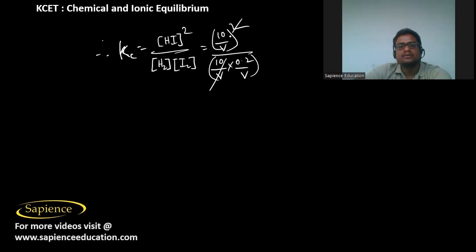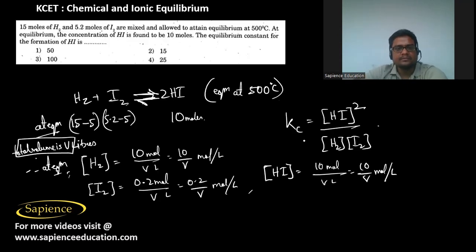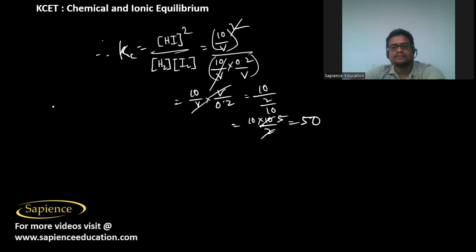So 10 by V will cancel. So this is 10 by V into V by 0.2. So this V will cancel out. So 10 by 2 by 10. So this is 10 into 10 by 2. So 2 5s are 10. So this is equal to 50. So the equilibrium constant is 50. So option 1 is the correct answer.